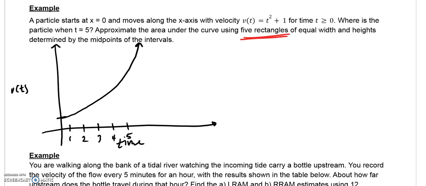Now, we're going to do LRAM and RRAM. So this is going to be an example of LRAM. Okay, now the first thing I'm going to do, since I know LRAM starts at 0, I'm going to put a point there. Then at 1, then at 2, then at 3, then at 4, and I don't put one at 5, because I include the first, exclude the last. Okay, so at 1, it comes over, 2, comes straight over, 3, comes straight over, 4, comes straight over, and then your last one. That's your 5th rectangle right there.